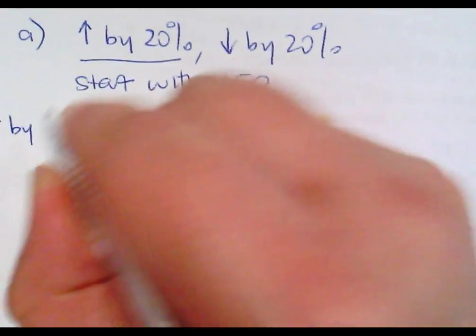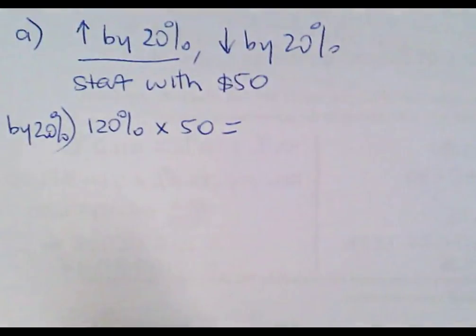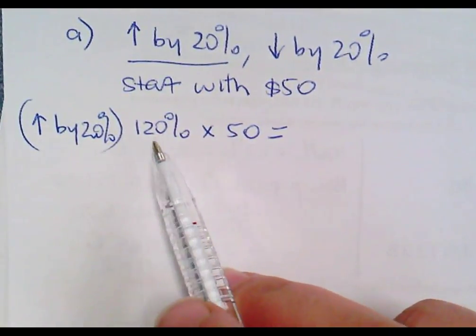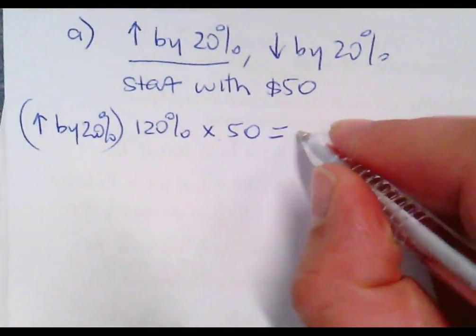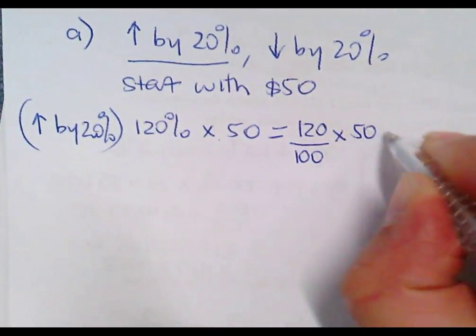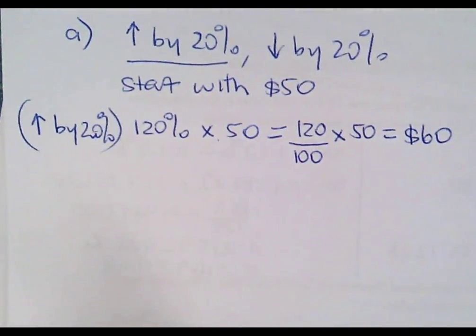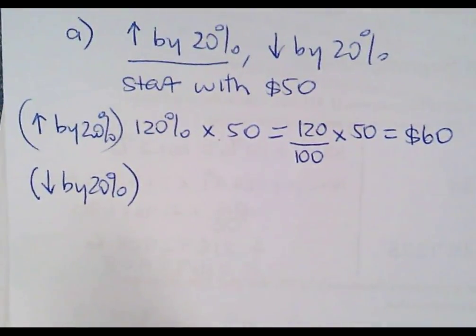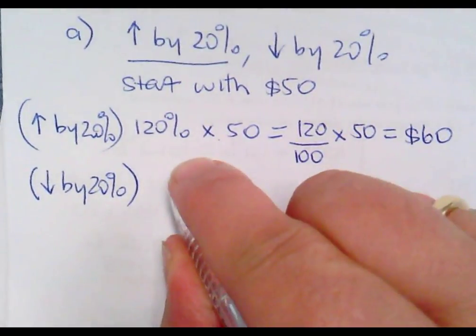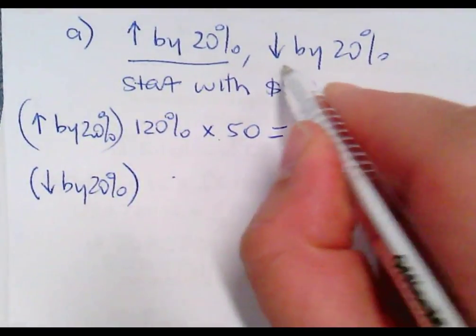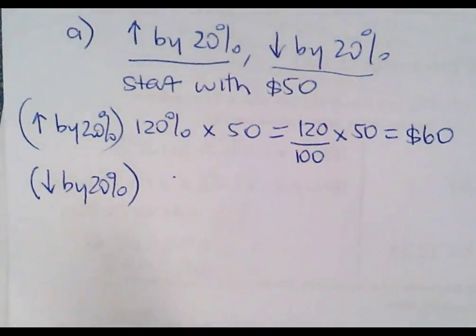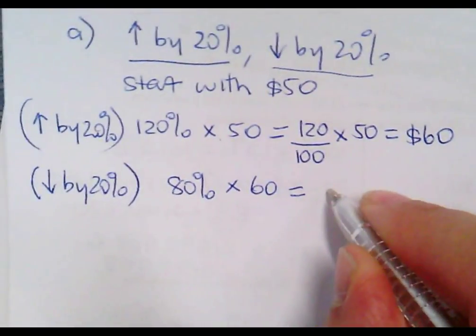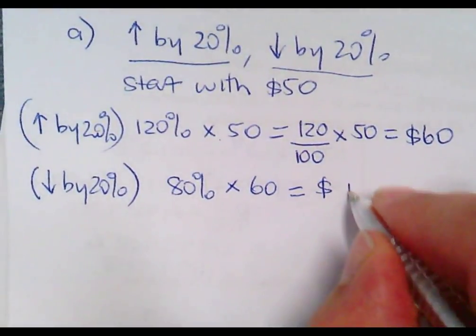So I'm doing increase by 20% in brackets. How do I do that? I say 100 plus 20 is 120%, times it by the 50. 120 over 100 times 50, $60. Great. Next part, decrease by 20%. How do you decrease by 20%? What do you multiply by? If you want to decrease by 20%, what do you multiply by? 80%. 80% of $60, I'd say that would be $48.